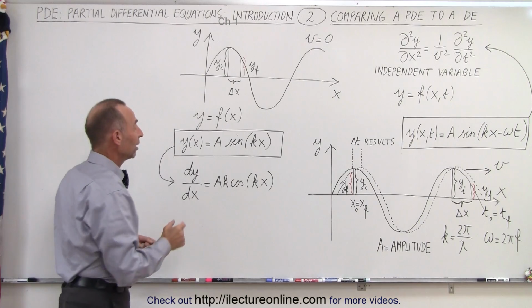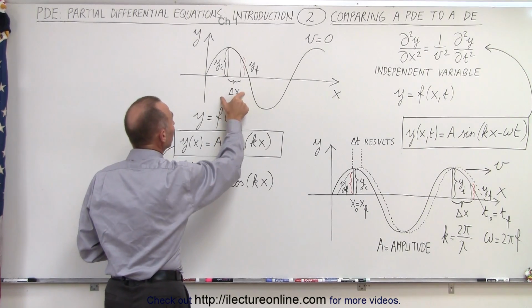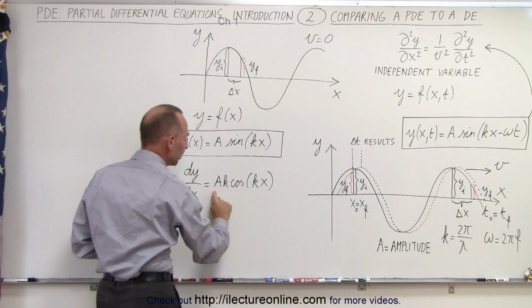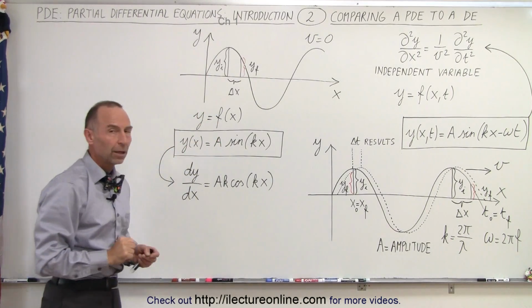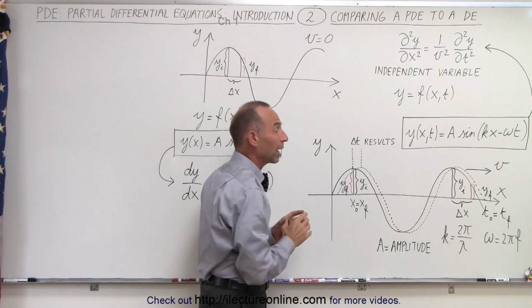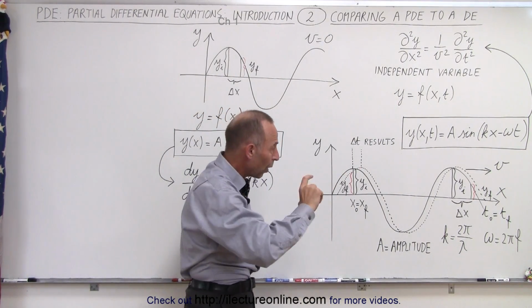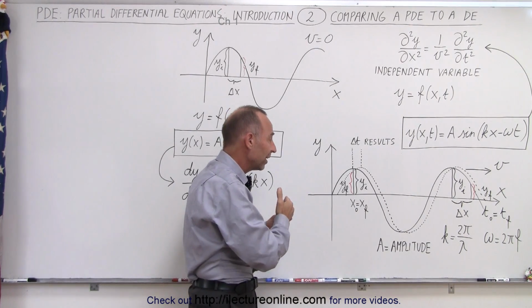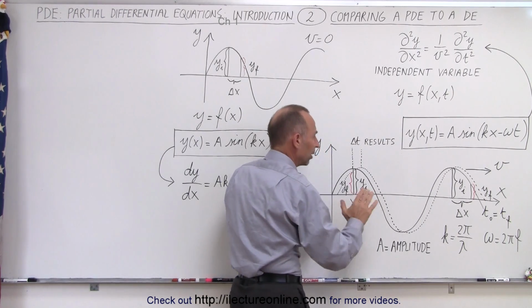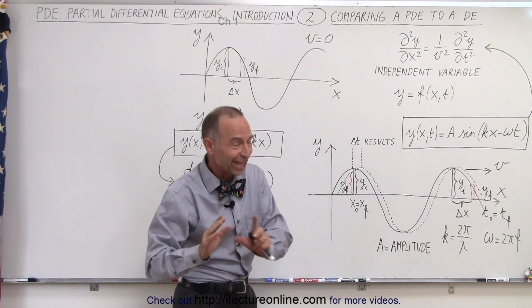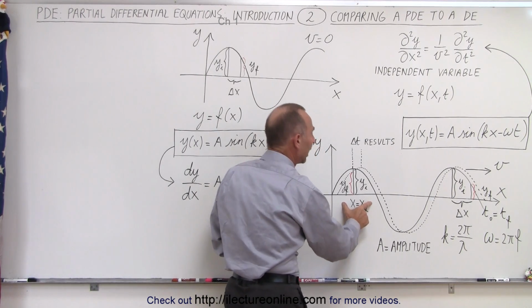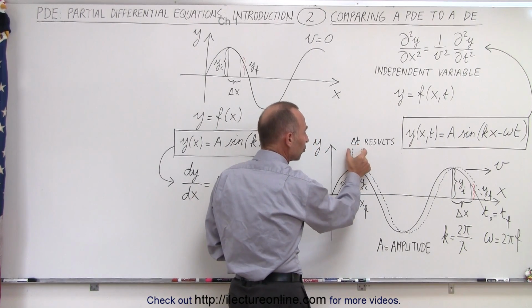What that means is, if we put in a small change in x, we'll get a corresponding change in y. So the change in y when x changes can be described over here. But here we need a partial differential equation to describe what's going on, because the height y depends on both the change in x and the change in t, the two independent variables.